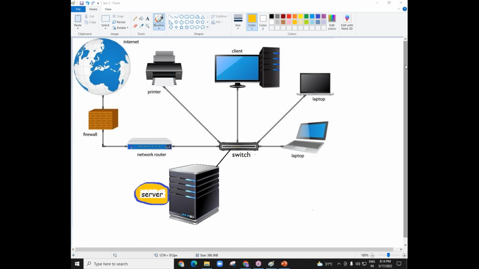Like your computer is hardware, right? For sure your laptop is hardware. But what is the operating system used in your machine? Windows 10 or Windows 11 operating system.